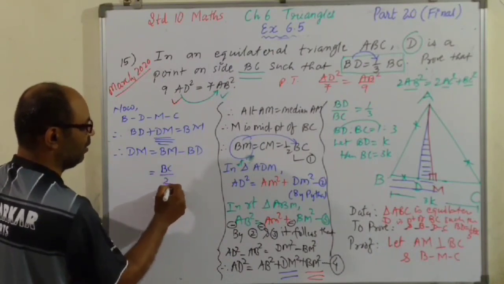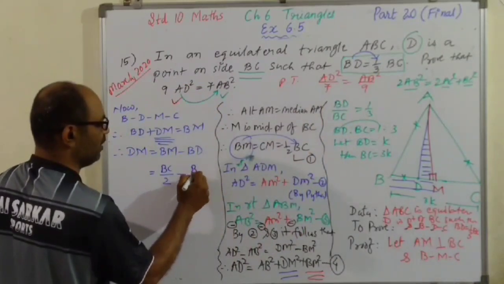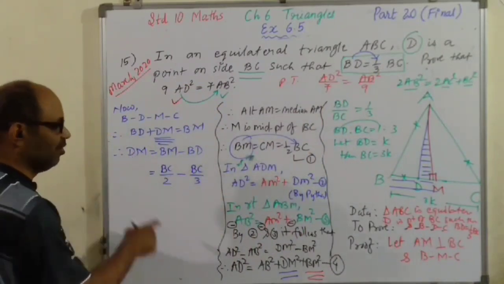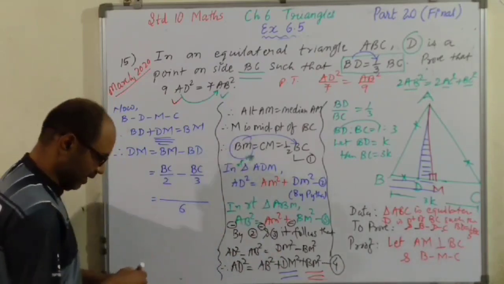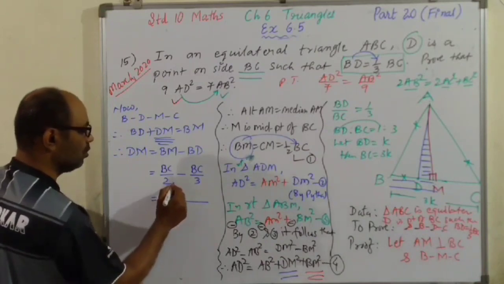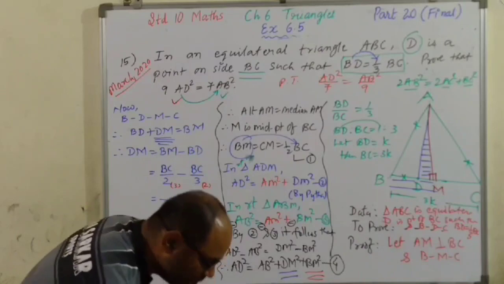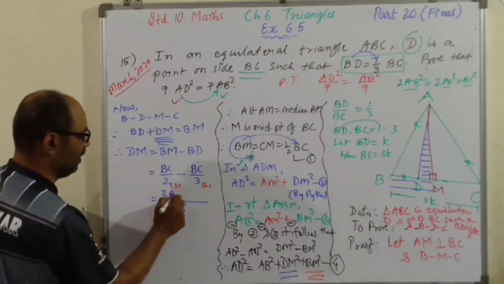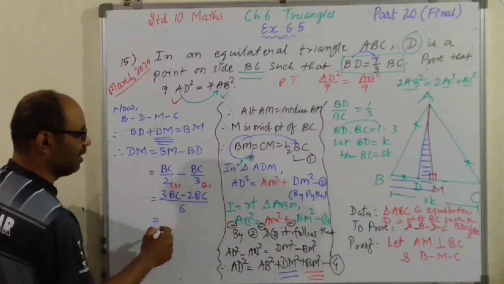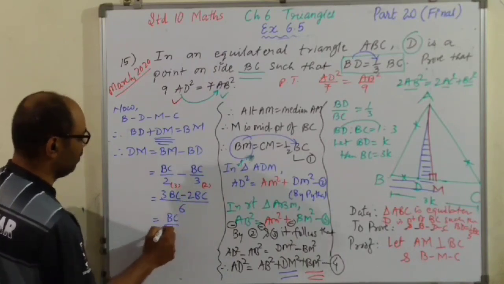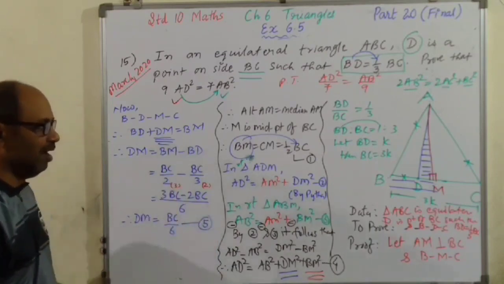So, BM is half of BC. I'm writing BC by 2 minus BD, which is 1/3 of BC. I'm writing BC by 3. So, you got the relation of DM with BC. Chaliye. LCM is 6. 2 3s are 6, 3 2s are 6. So, 3 times BC minus 2 times BC is BC, BC by 6. So I got DM is equal to BC by 6. This is result number 5.